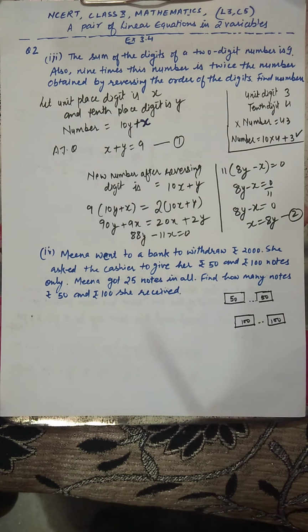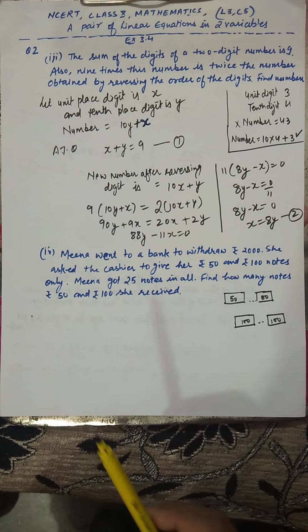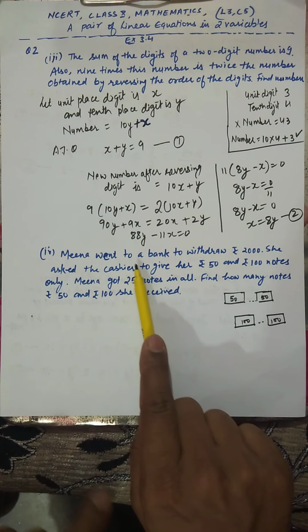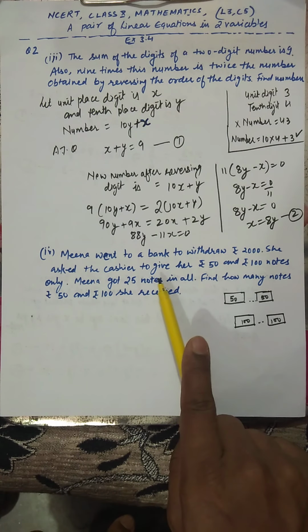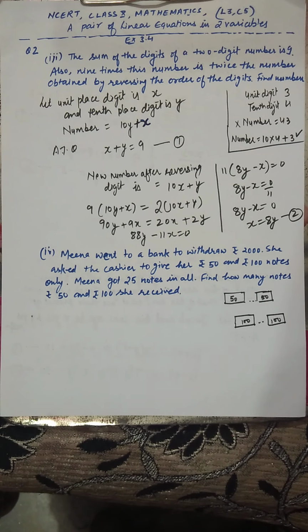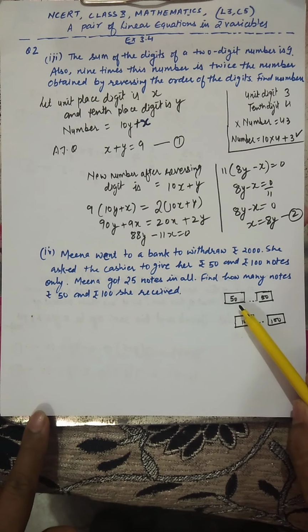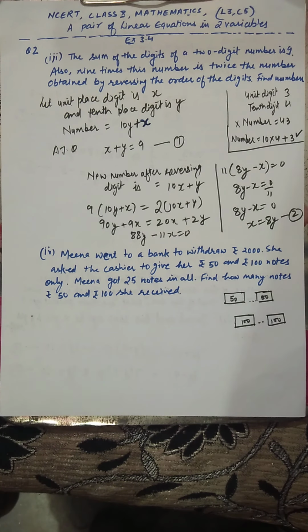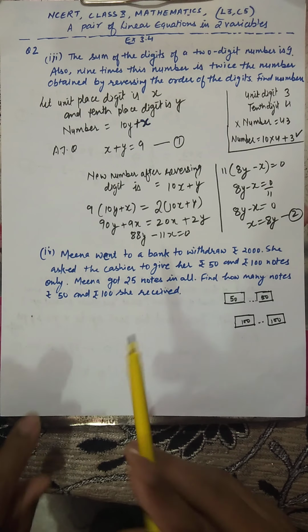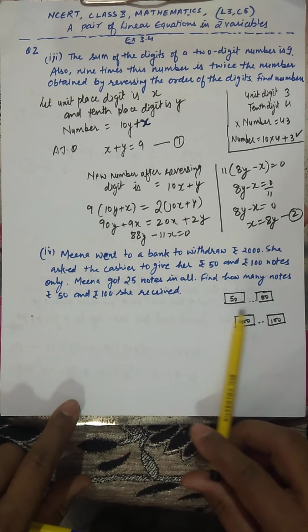Now we discuss the second question, the fourth part. The fourth part is that Meena went to a bank to withdraw rupees 2000. She asked the cashier to give her rupees 50 and rupees 100 notes only. So she can have only 50 rupee notes and 100 rupee notes. It is better to always visualize something. If you visualize, your problems will be easier to solve. If you don't, it will be very difficult to understand the problem. So for visualization, I have made pictures of the notes.